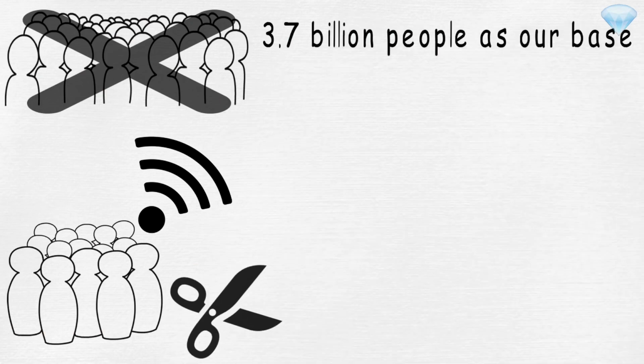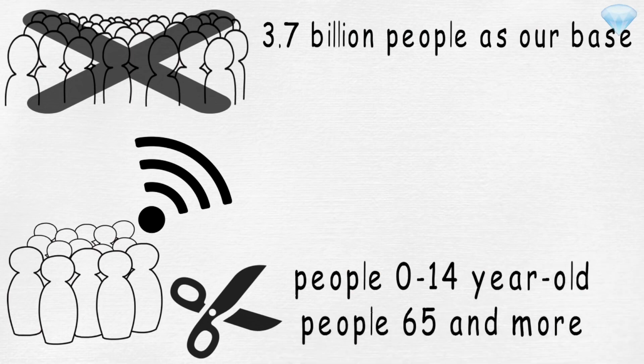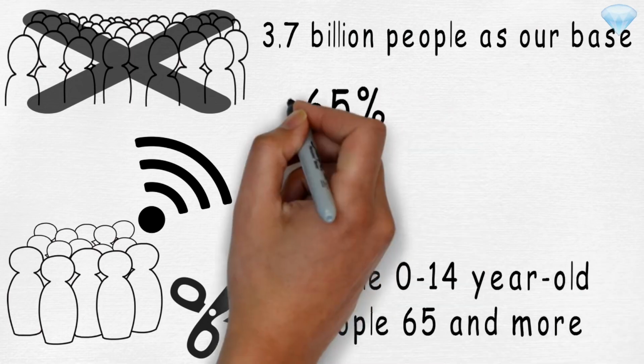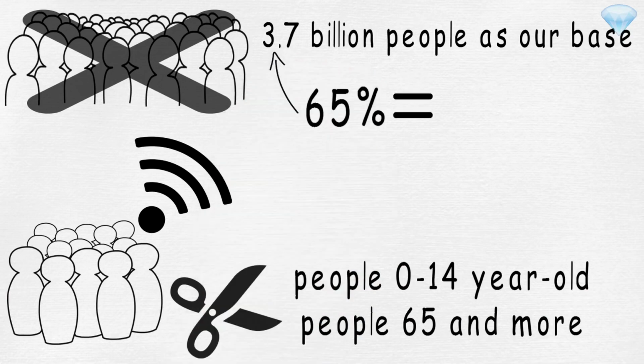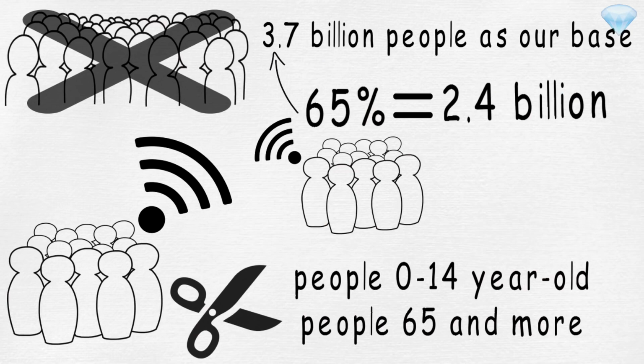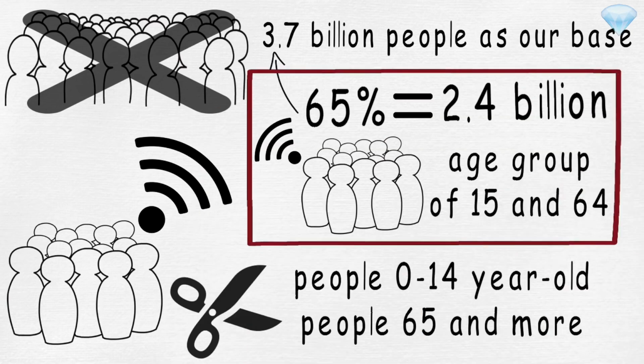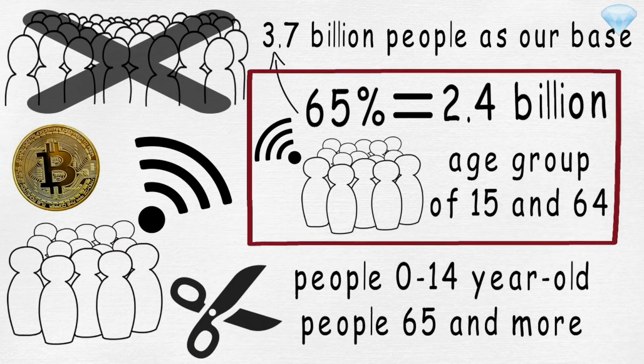Now, cut the mentioned age groups, 0 to 14 and 65 and above. And we will have remaining 65% of population, and it makes up to 2.4 billion people who have access to internet of age between 15 and 64. And this is our target group for Bitcoin adoption.